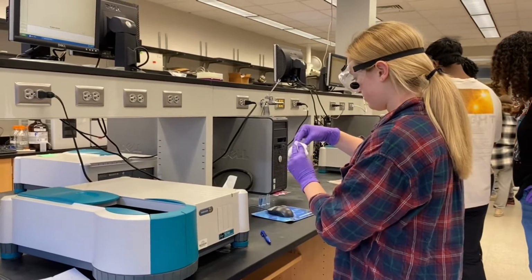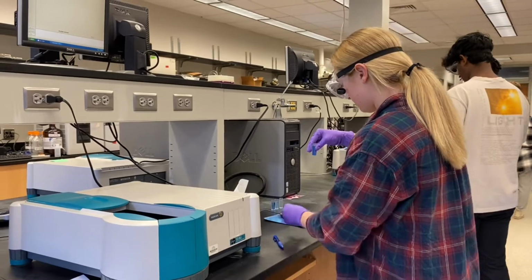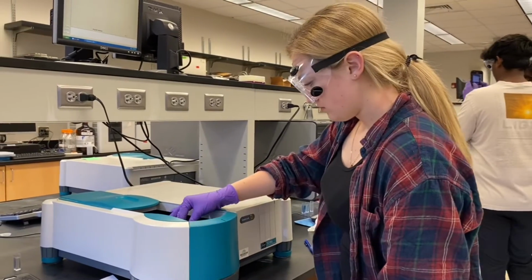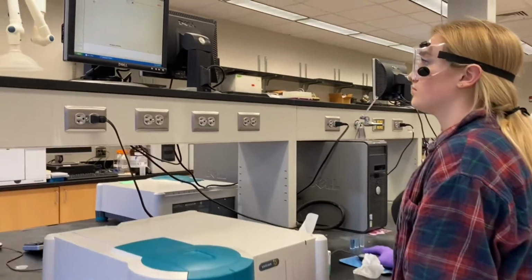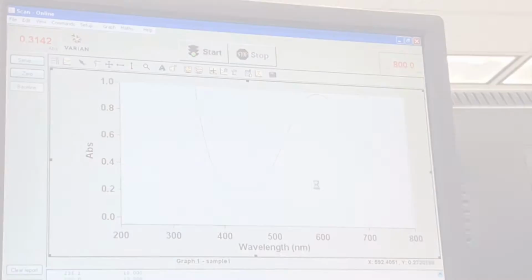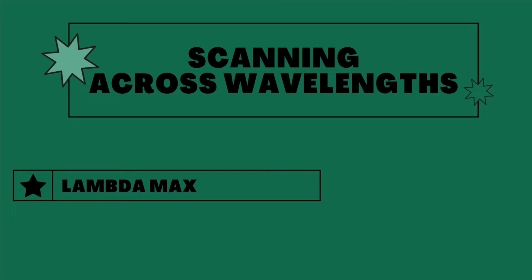Using the scan program, we are sure to zero the spectrophotometer. Then we wipe the sides of the cuvette and place a stock solution within the spectrophotometer with the clear sides facing the light. When we hit start, a graph is formed in order to determine the optimal wavelength. This optimal wavelength can be found at the largest peak on the graph, which is known as lambda max. Lambda max is the wavelength at which a substance has its strongest photon absorption. In this experiment, the lambda max was at 560 nanometers.